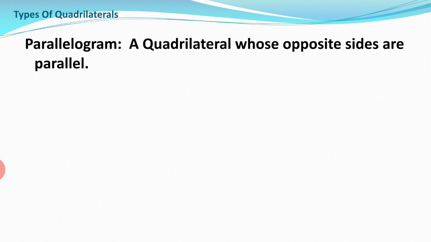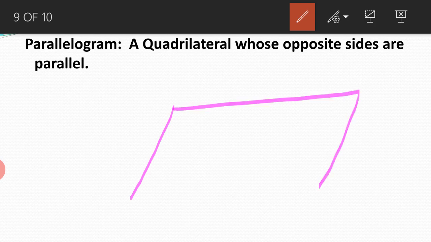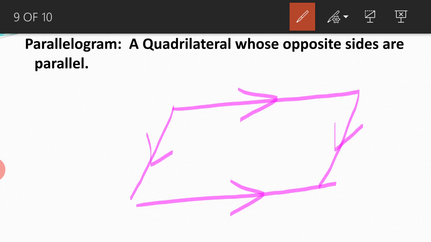Then third comes the parallelogram. What is a parallelogram? A quadrilateral whose opposite sides are parallel, meaning both pairs of opposite sides. So this one as well as this one. There are two pairs of opposite sides that are parallel. Now in a trapezium we have defined that there is at least one pair. In that sense, can I call a parallelogram a special trapezium? Sometimes we call a parallelogram a special trapezium, because there is more than one pair of parallel lines.